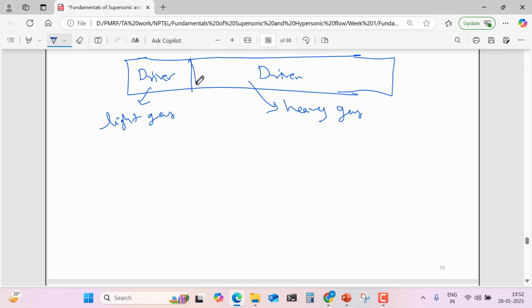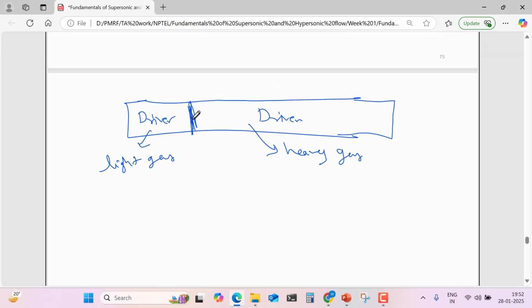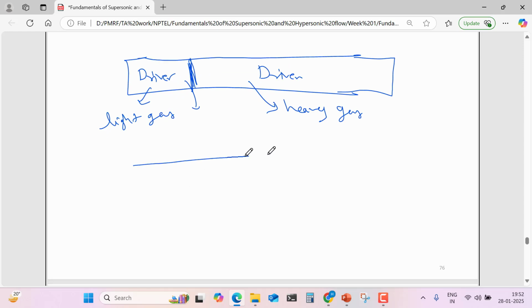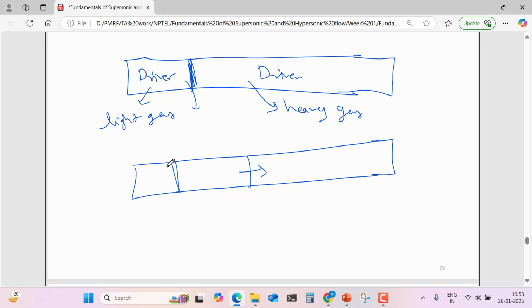And both are separated by one diaphragm. So whenever, due to the high pressure of the driver, this diaphragm bursts, a shock wave will travel in the driven part, and an expansion fan will travel in the driver part, and there will be one contact surface between both gases.